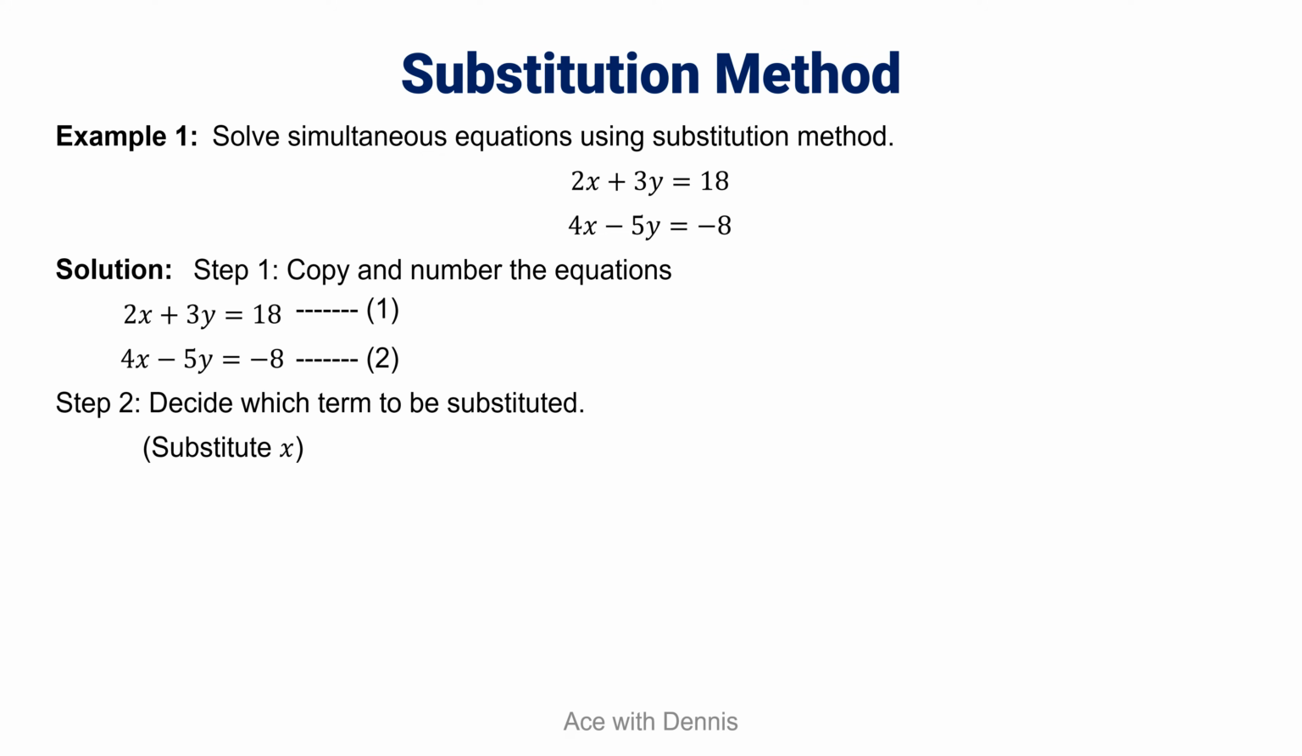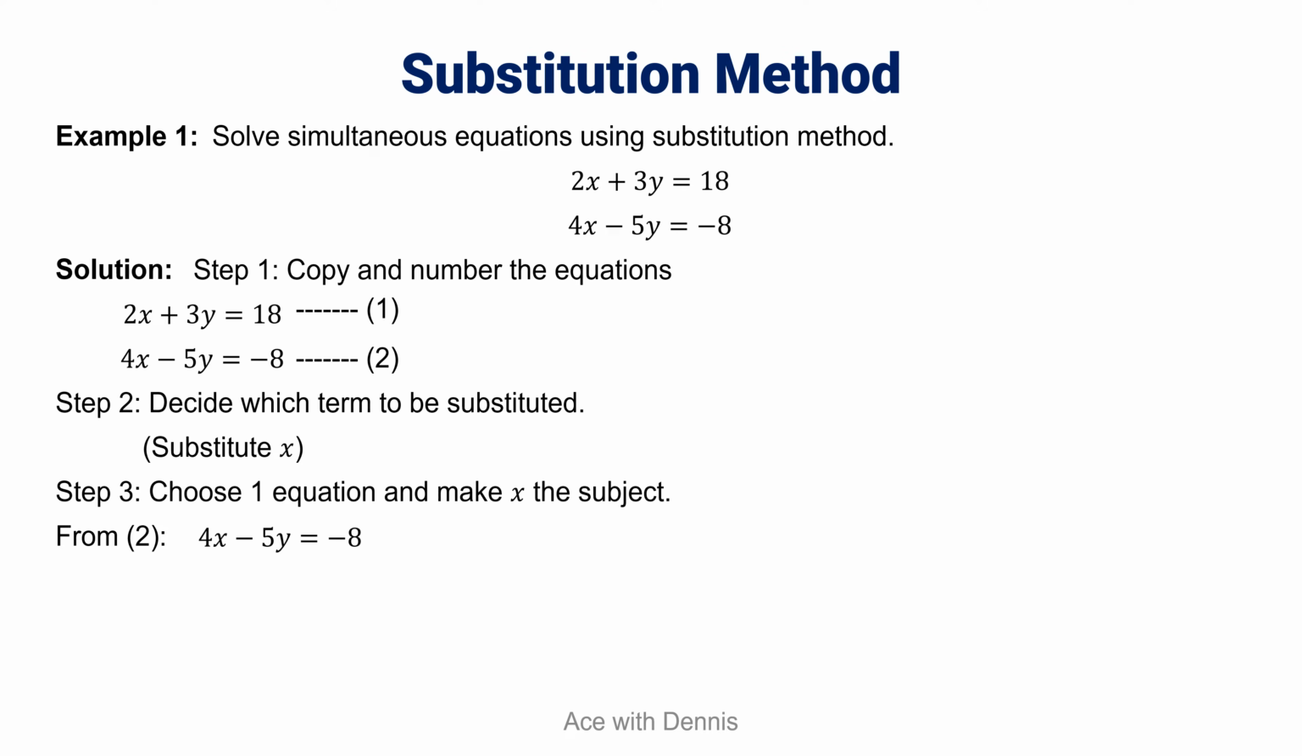So let's say I want to substitute x first. If I have decided to substitute x, then step number 3, I want to choose one equation from any of these two equations and then make x the subject. For this case, I want to choose equation number 2. This is the second equation, 4x minus 5y equals negative 8. So when I make x the subject, the equation becomes x equals 5 over 4 y minus 2.